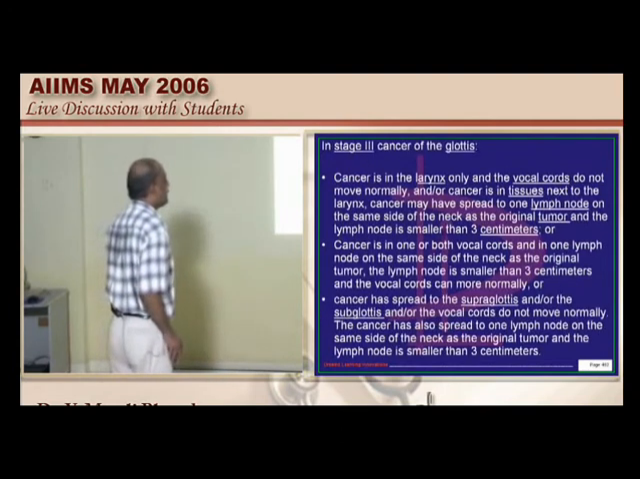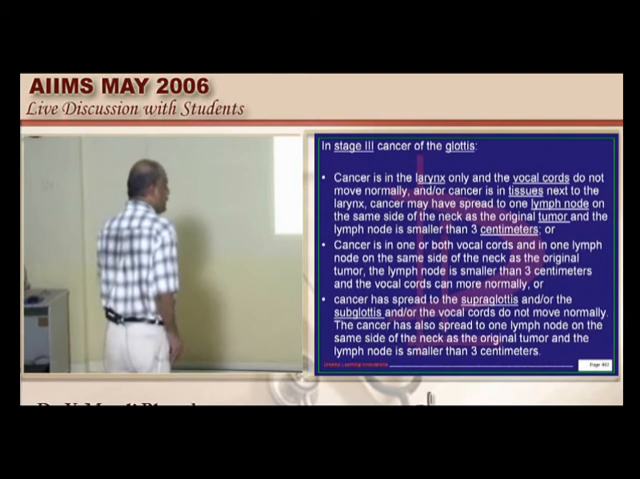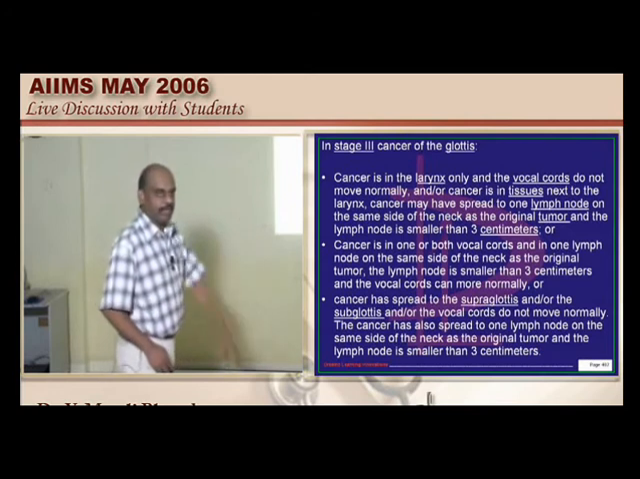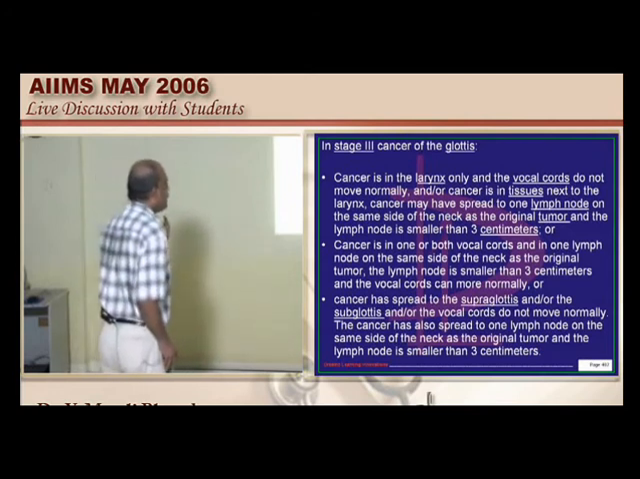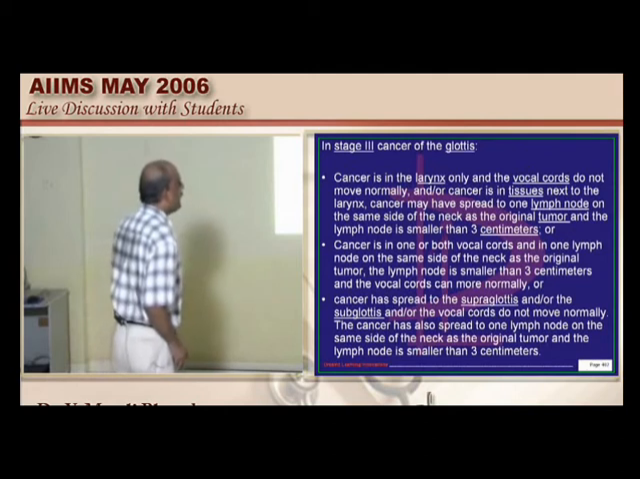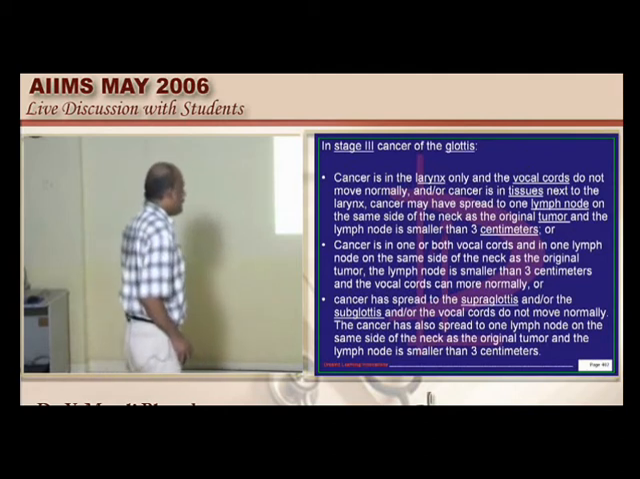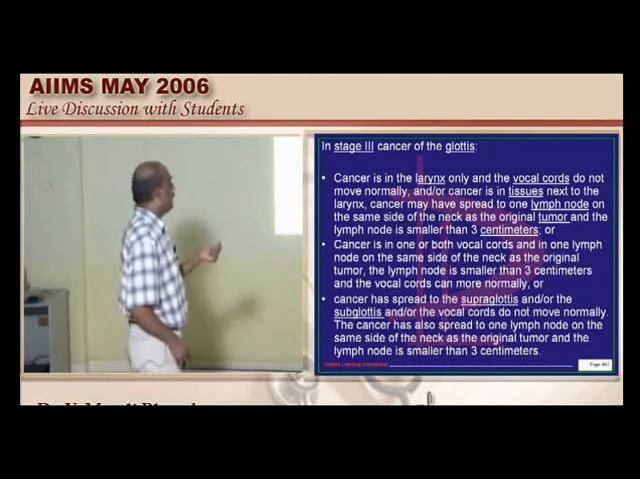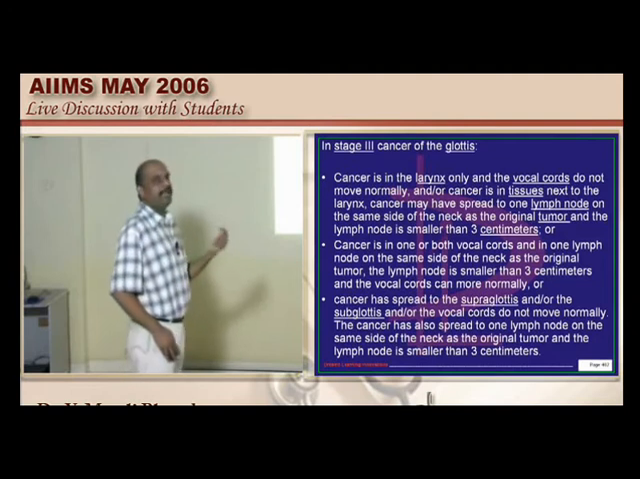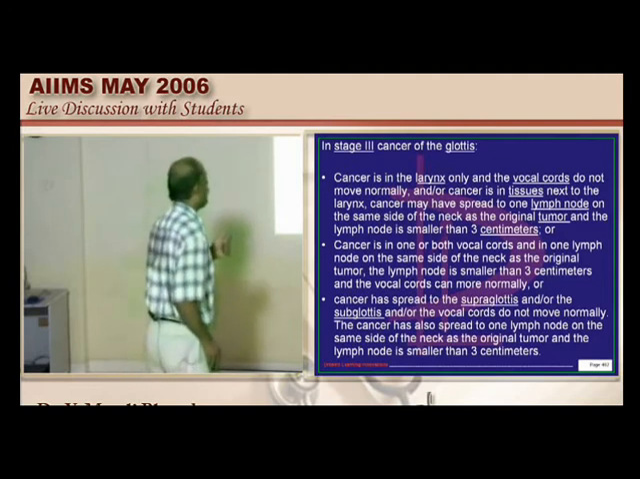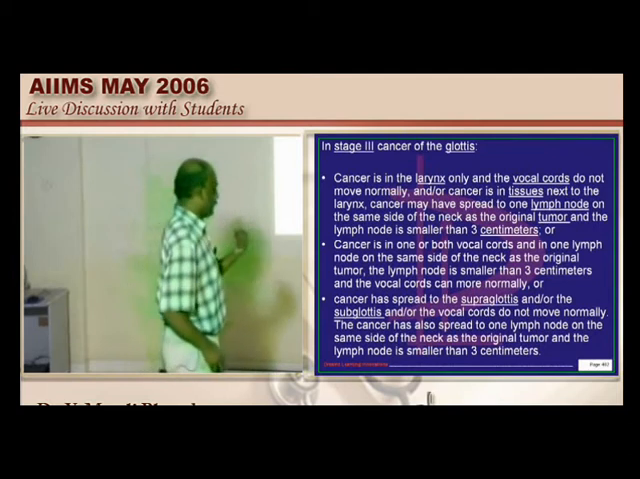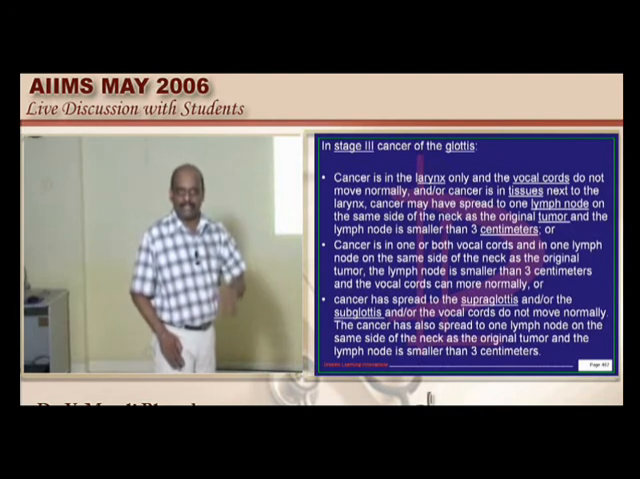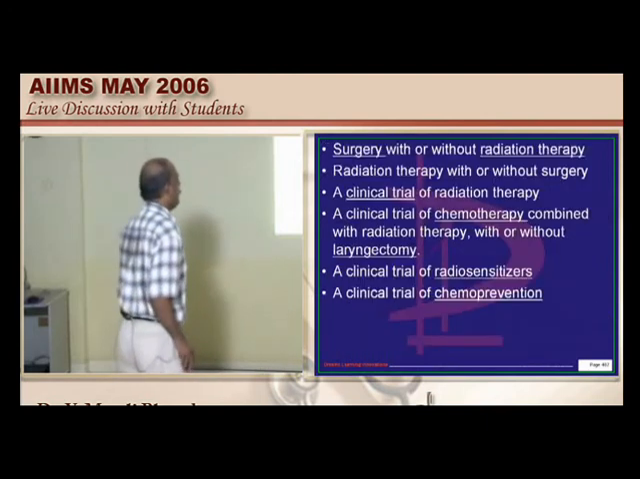Then what do you mean by stage 3? The cancer is in the larynx only and the vocal cords do not move normally. That is the reason it has already crossed stage 2. And the cancer is into the tissues which are immediately next to the larynx, is what I want to underscore. And the cancer has spread to one lymph node on the same side of the neck as the original tumor, and that lymph node is smaller than 3 centimeters. It is typically called stage 3A, is what I want to underscore to all of you. So if it is involving one of the regional lymph nodes, you like to call it stage 3, you are all very sure about.